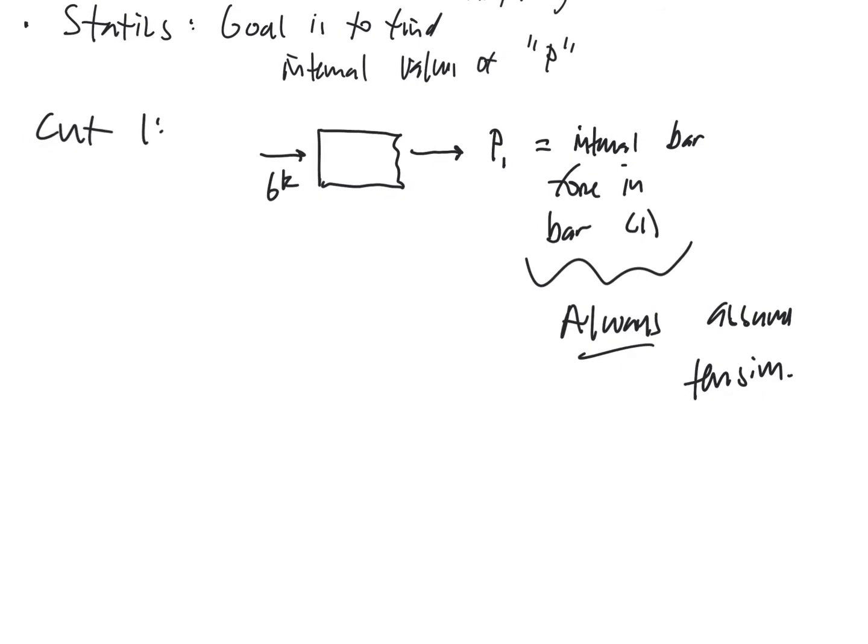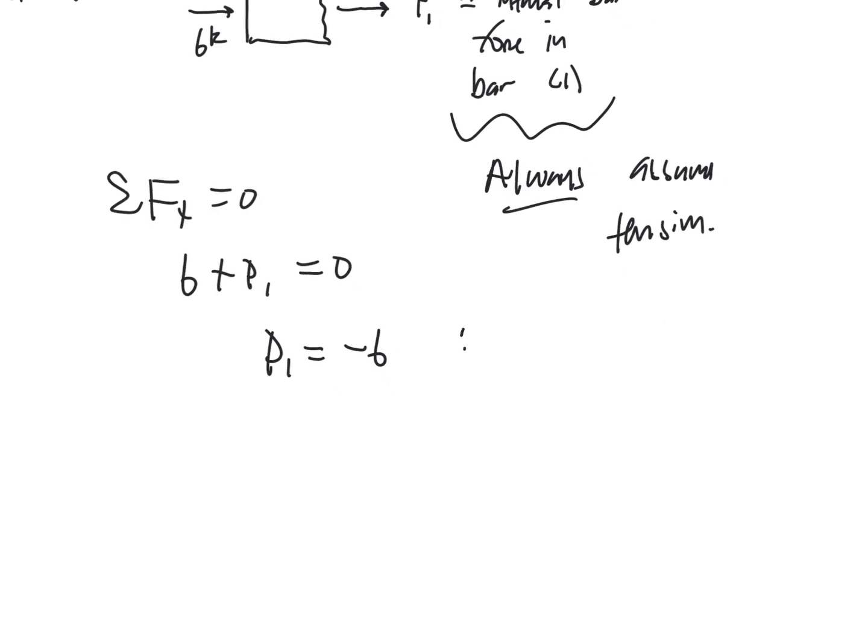Okay, so now we do want to do the sum of the forces in the x is equal to 0, and we have 6 plus P1 is equal to 0. Therefore, P1 is equal to negative 6. So what does that mean? That means that that bar is actually in compression. So hold that thought. I'm going to try to stick to 12.5 minutes. So we are done with the second of our 4 parts for today.